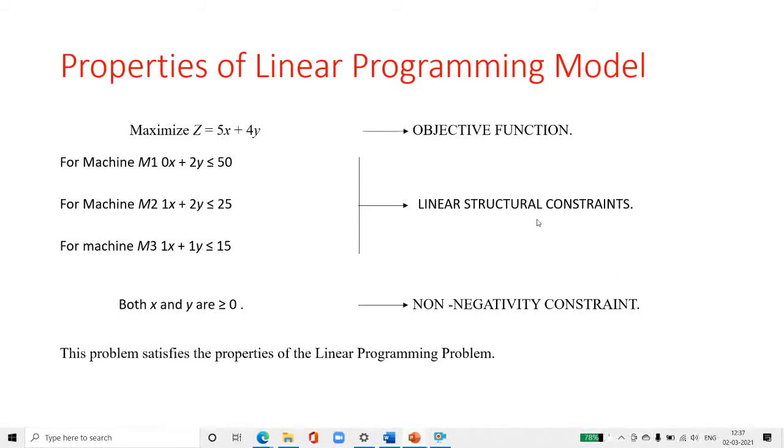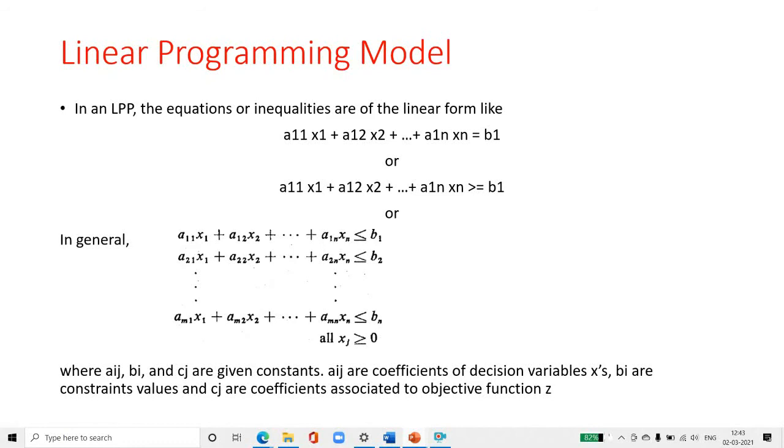So these are called linear constraints, and there are non-negative constraints, that is, x and y are greater than or equal to 0. All these x and y values are positive, not negative. So this problem is called a linear programming problem, LPP. The equations or inequalities are in linear form, like a11 x1 plus a12 x2, and so on, is equal to b1 or greater than or equal to b1. You can also write this in general form.